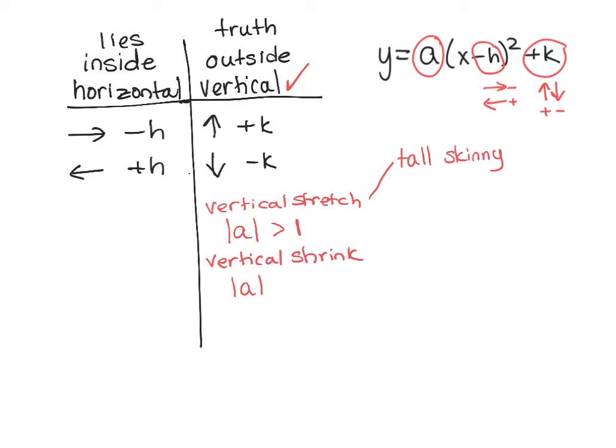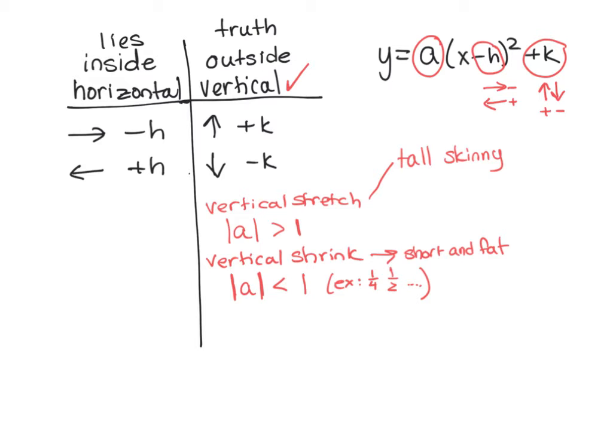Think of someone taking a piece of bubble gum and stretching it out, okay? If the absolute value of A is less than 1, for example 1/4 or 1/2, that's going to make the graph get short and fat. Pretend that somebody put their foot on the graph and squashed it down, okay?